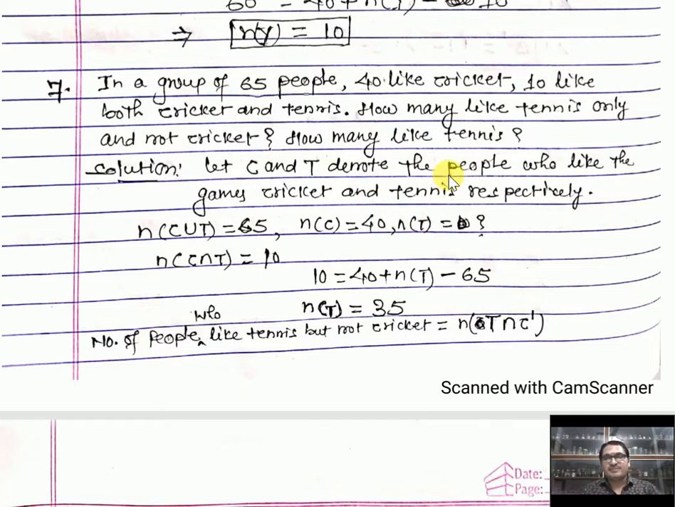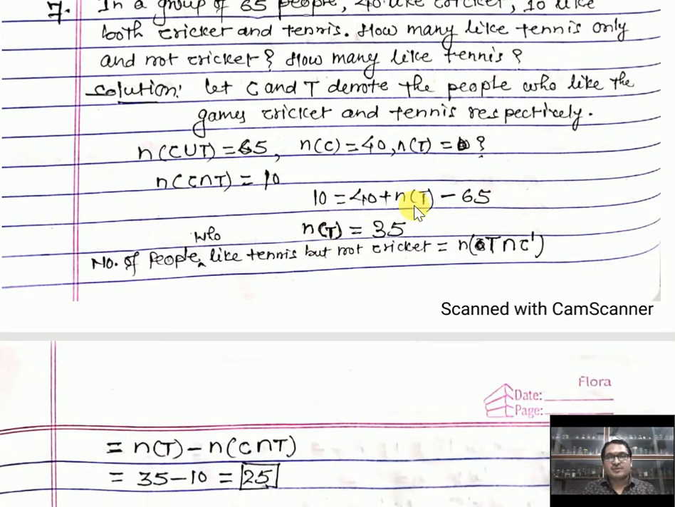Next we have to find how many people like tennis. 10 like both cricket and tennis, so that is the common part, meaning the intersection. So n(C intersection T) is given as 10. Apply the formula: n(C intersection T) equals n(C) plus n(T) minus n(C union T). Apply the formula and you will get the number of people who like tennis.